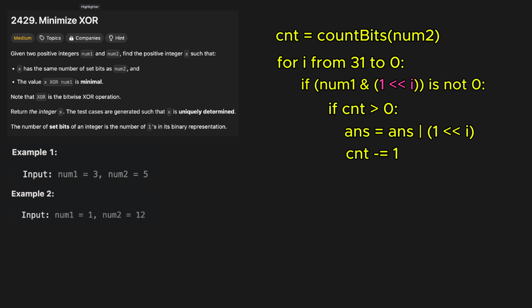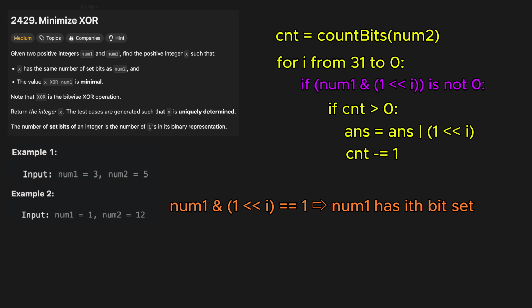And the AND operator returns 1 when both the inputs are 1. So now if we perform the bitwise AND between num1 and this bit mask and we get the value as 1, that means the ith bit in num1 is set. So this is how we know if the ith bit in a number is set or not.